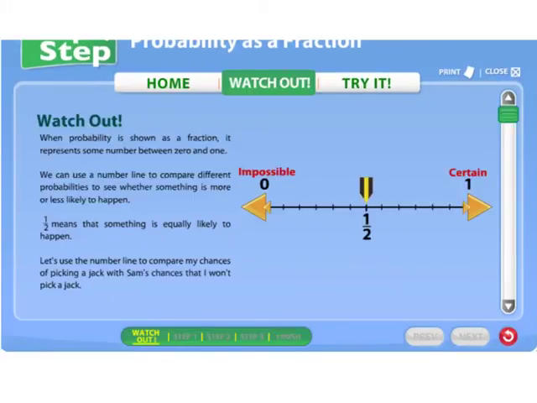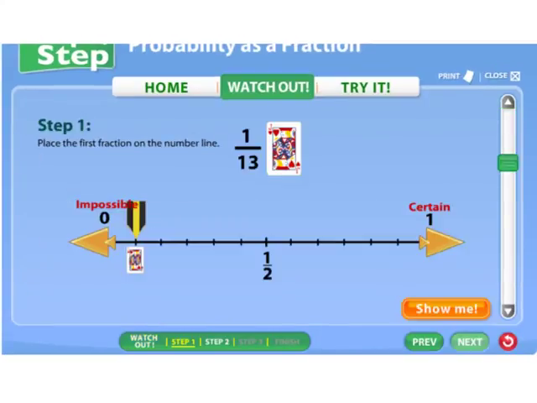When probability is shown as a fraction, it represents some number between 0 and 1. We can use a number line to compare different probabilities to see whether something is more or less likely to happen. 1/2 is in the middle of the number line. 1/2 means that something is equally likely to happen. Let's use the number line to compare my chances of picking a jack with Sam's chances that I won't pick a jack. Place the first fraction on the number line. In my case, 1 out of 13 is way less than 1/2.